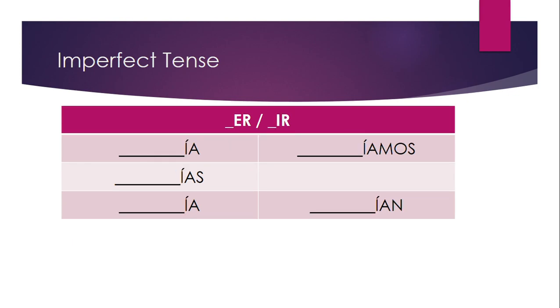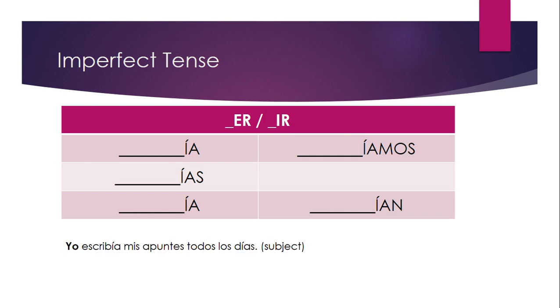All right, let's take a look at the ER and IR endings. The ER and IR endings are the same, so you only have two sets of conjugations total for our regular verbs. The endings here are ía, ías, ía again, íamos, and ían. Notice that all of the conjugations for the ER and IR verbs have an accent mark over the I.